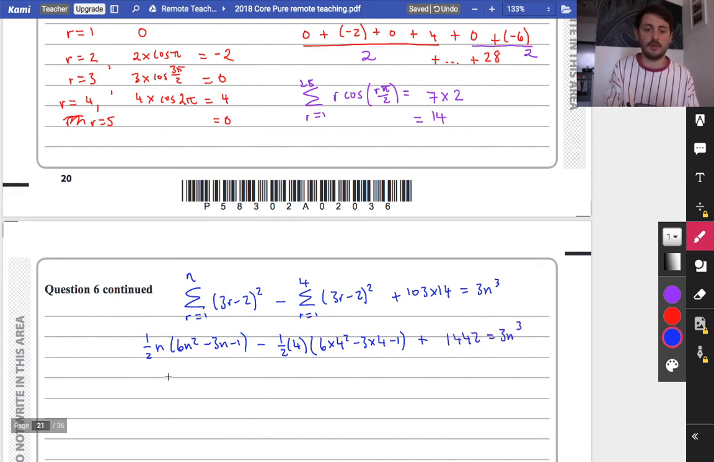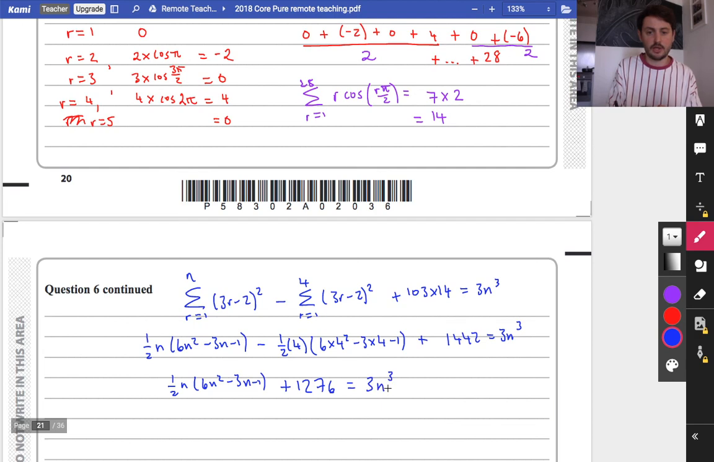You've got to just keep sticking with this, because this is pretty unpleasant. I'm not going to do anything with this just yet. I'm just going to leave it as a half n, 6n squared minus 3n minus 1, and I'm just going to work out what this whole long stretch is. So a half of 4 is 2, so that's 2 multiplied by 6 times 16 minus 12 minus 1, which is 166. So that's minus 166 plus 1442, which is 1276, equals 3n cubed.